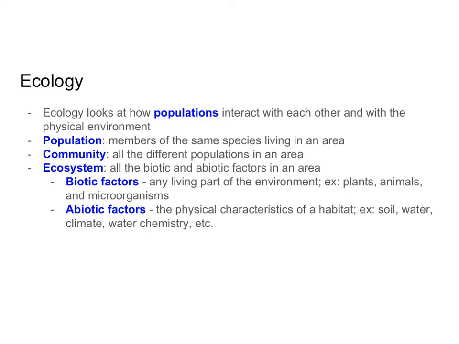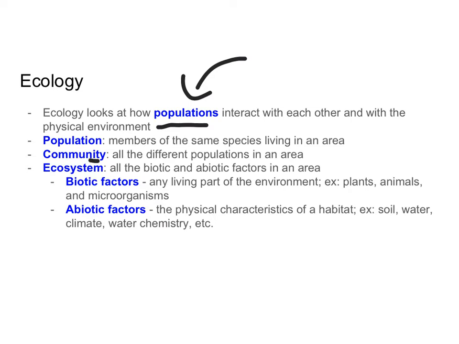So ecology basically looks at how different populations interact with one another, and also how they interact with the physical environment. Now, if you remember from the very beginning of the year, a population is defined as members of the same species who are living in an area. So really, we're looking at how different species interact with one another and how they also interact with their environment.